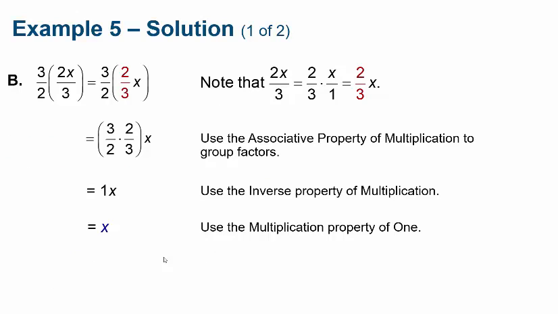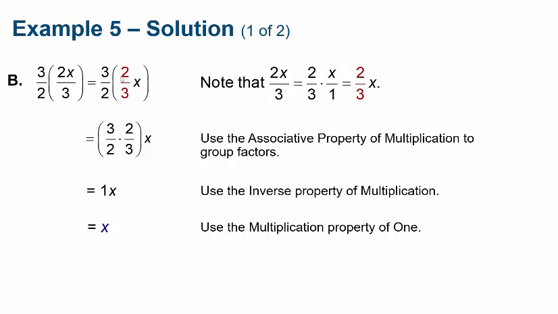Here, this one's a little bit harder. So we have 3/2 times, in parentheses, 2x divided by 3. Well, the first thing you're going to note is that 2x divided by 3, you can split this up. You could write this as 2/3 times x over 1, which is the same thing as 2/3 x. Then notice here, I have 3/2 times 2/3.